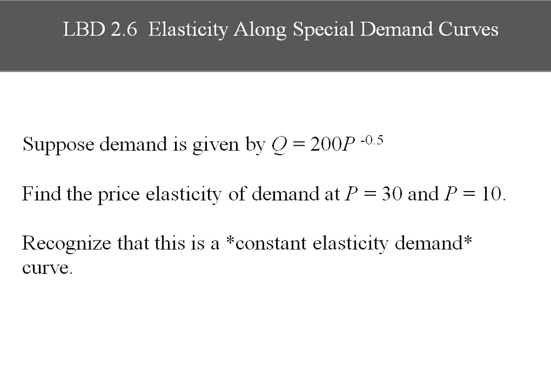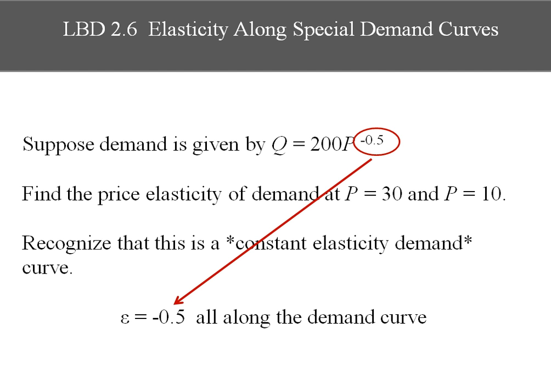Now we should recognize right away this is a constant elasticity of demand curve, which means it's going to have an elasticity of negative 0.5 all along the demand curve. Now where did I get that negative 0.5? It's the coefficient on P. So when demand takes this form, a coefficient times P raised to an exponent, the exponent is going to be your price elasticity of demand. We can derive that though.